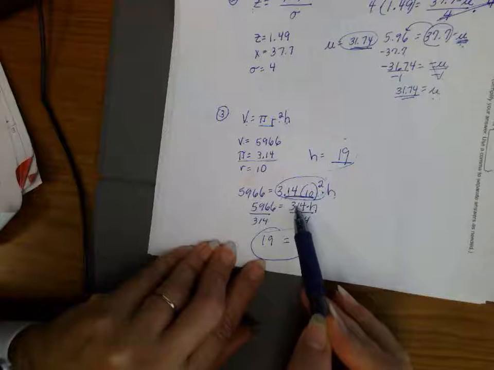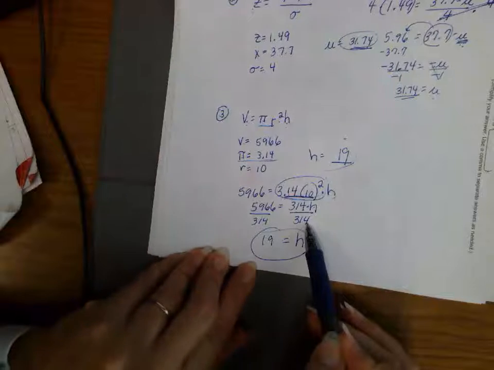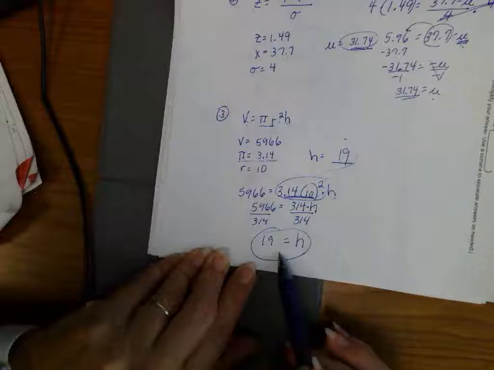We're trying to solve for H, so we divide. That's always our last step: divide by what's on the variable. So dividing by 314 on each side gives you a height of 19 actually.